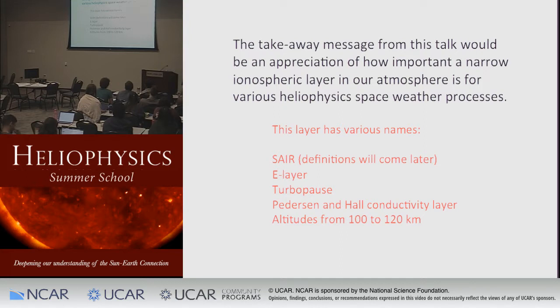So this layer has different names, and the name SARE we're going to define a little bit later in this talk. But we have an E layer. It could be called the E layer. It could be called the turbopause. It's also where the Pedersen and Hall conductivity layer is. And from an MHD point of view and current closures in the ionosphere, that is particularly important. So magnetospheric physics comes in. And the altitude range for our terrestrial world is between 100 and 120 kilometers. So that's what we hope you'll take away.